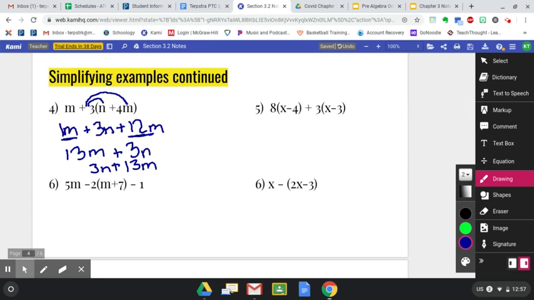All right, take a minute, and I want you to try number 5. Notice there's two distributive properties that you'll have to do there. And then if you want to move on to 6, and notice an error here, this should be a 7. Try those examples. So pause the video, and I will work through them with you in a minute.